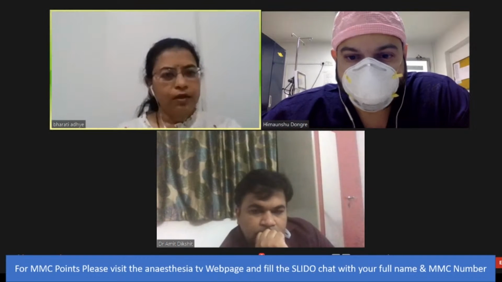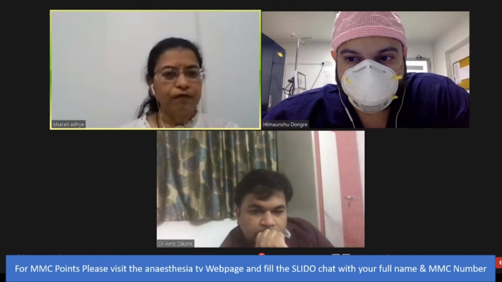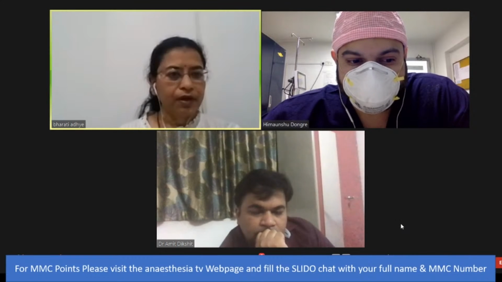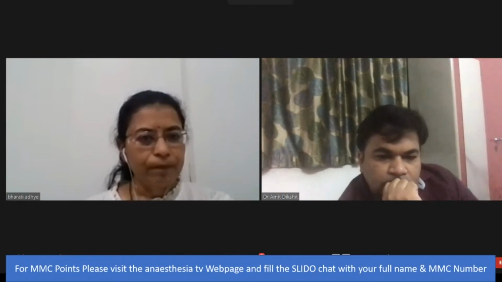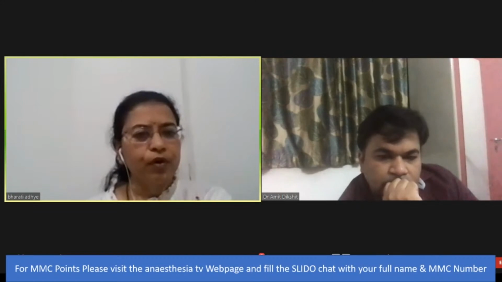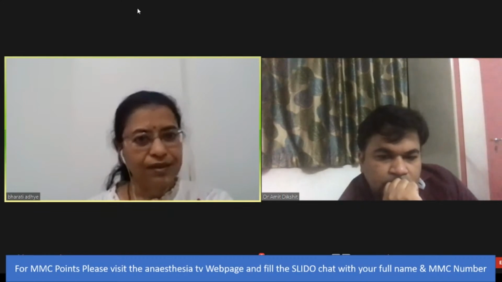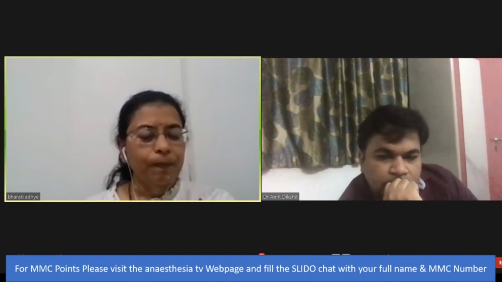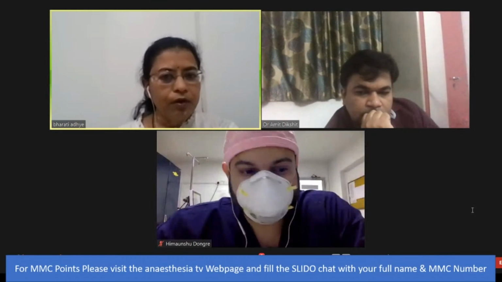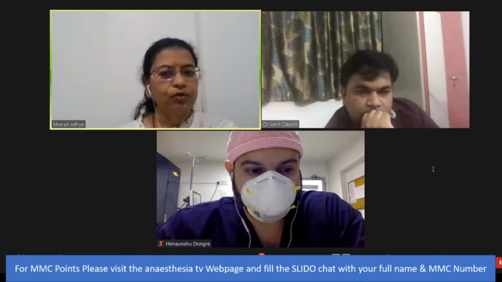You can give this block in the pre-operative period. I mean, after your spinal, you can put this PENG block, and that will take care of the periarticular pain. And you can just add a lateral femoral cutaneous nerve block for the surgical site pain, and that should take care of complete analgesia for your hip arthroplasties. Do I answer your question, Himanshu?